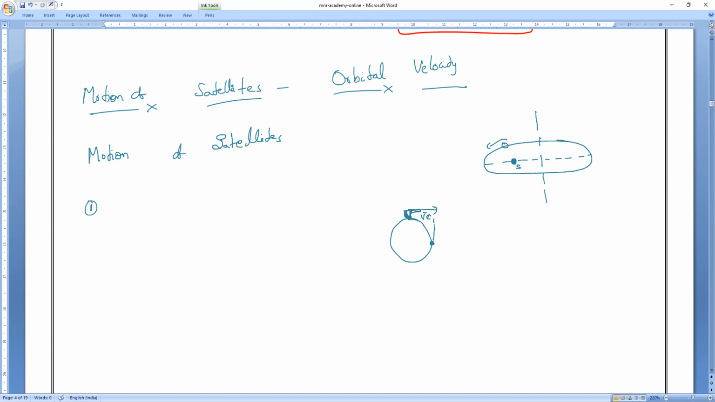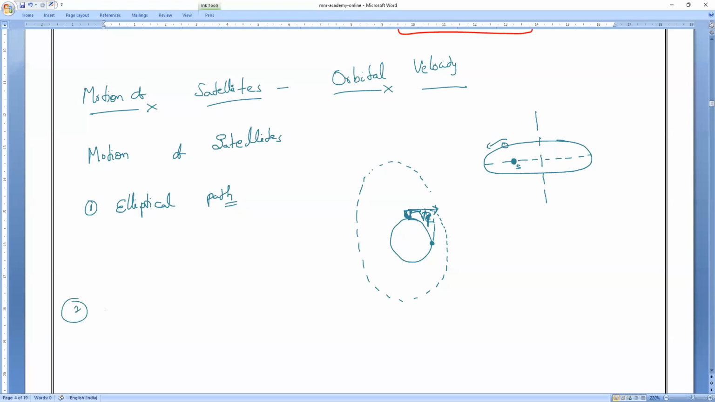If I increase this velocity, let me take V1, it will follow a different path. What is that path we call it? Elliptical path. If I give a certain velocity to the satellite and launch it, it will go around the Earth or any planet in an elliptical path. That is path number 1.